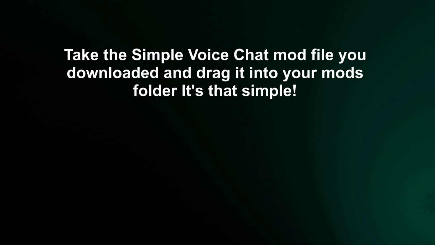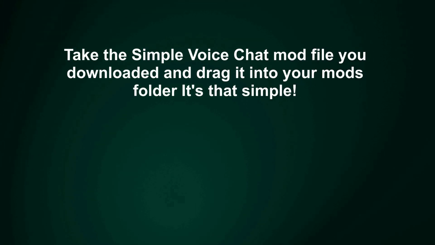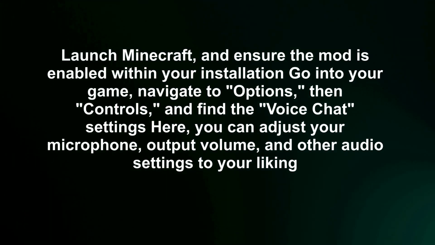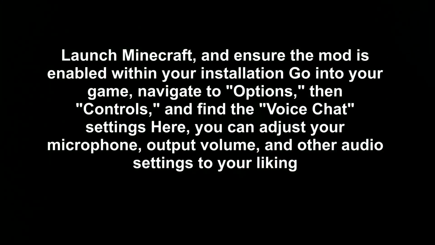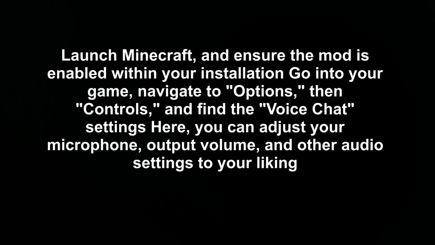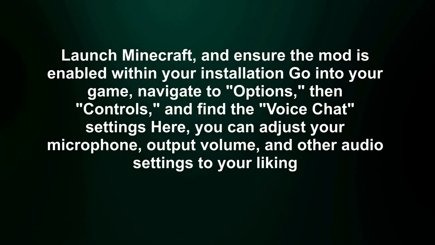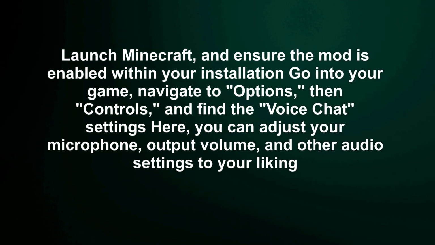Take the Simple Voice Chat mod file you downloaded and drag it into your mods folder. It's that simple. Launch Minecraft and ensure the mod is enabled within your installation. Go into your game, navigate to Options, then Controls, and find the voice chat settings here. You can adjust your microphone, output volume, and other audio settings to your liking.